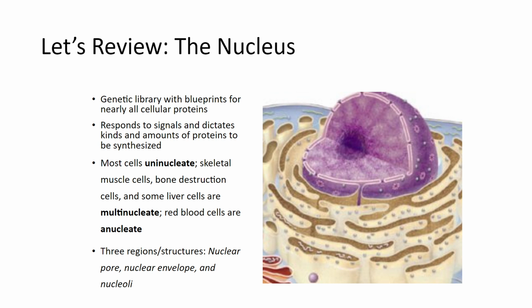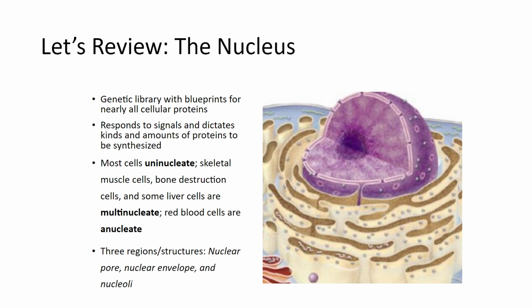So, DNA is found in the nucleus. It's a genetic library with tons of genes, which are the blueprint for individual production of protein. It can respond to signals and dictate kinds of amounts of proteins to be synthesized. And proteins are important because they can be both structural and catalysts within a cell.